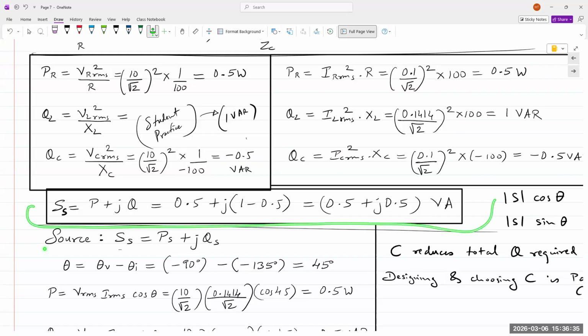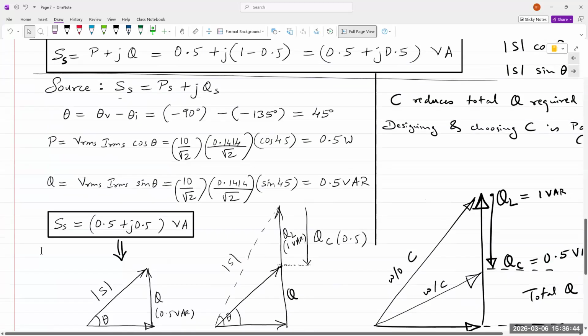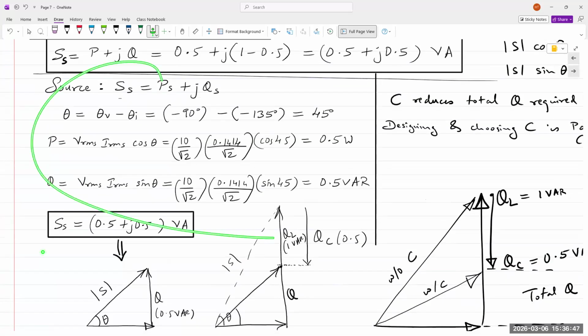But there are two more methods we can use to determine the total complex power directly. And that is given here. Total power for the source. This subscript S is for the source. Total complex power for the source is the total real power supplied by the source, PS, plus the total reactive power supplied by the source, QS.